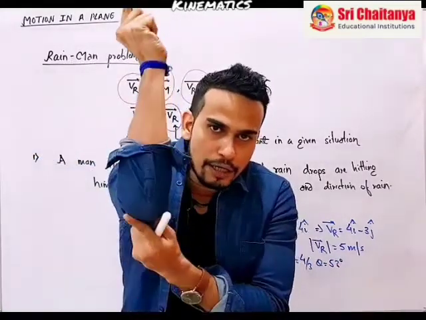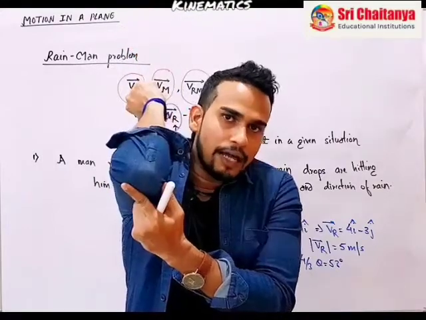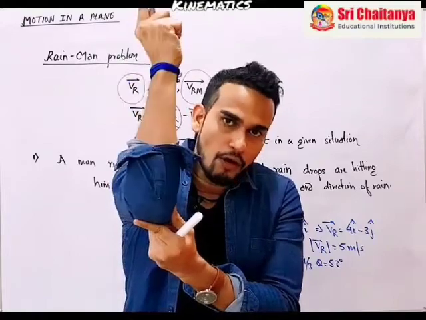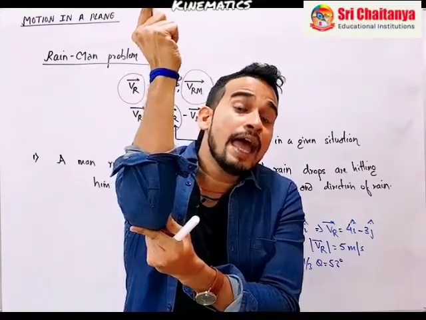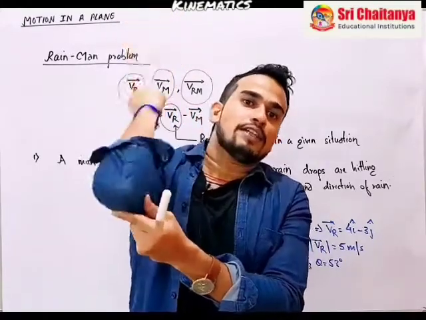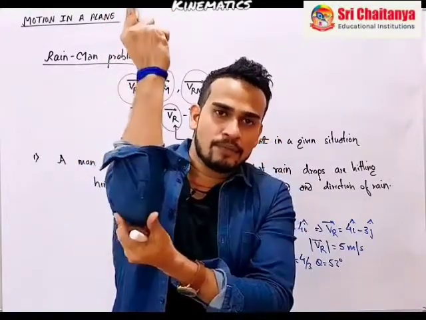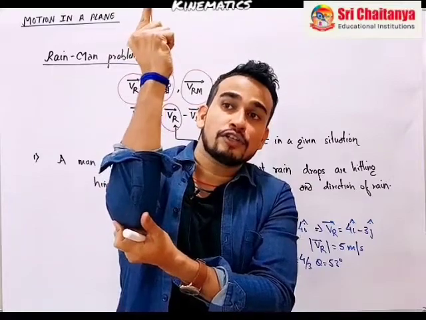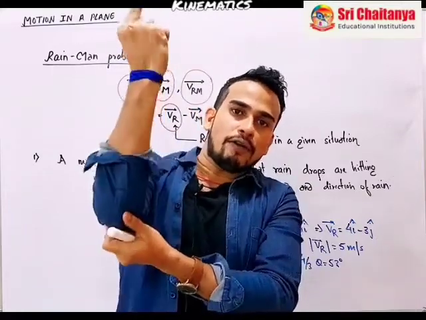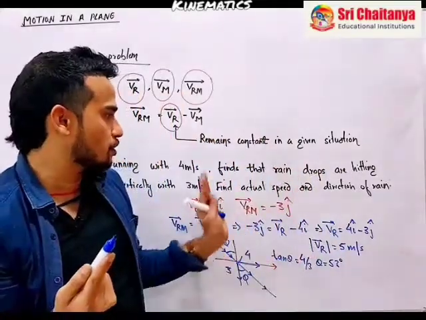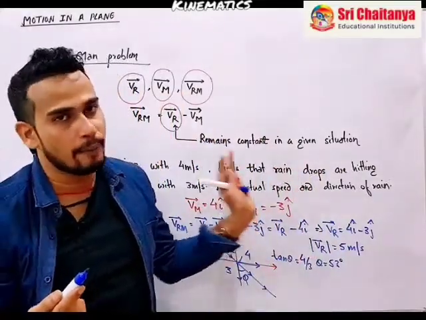53 degree from vertical in backward direction, or 53 degree from vertical in anti-clockwise direction. Or if your person is running in east, so 53 degree from vertical towards west, you can see backward will be west. So this is how we can solve simple questions based on rain man problem.